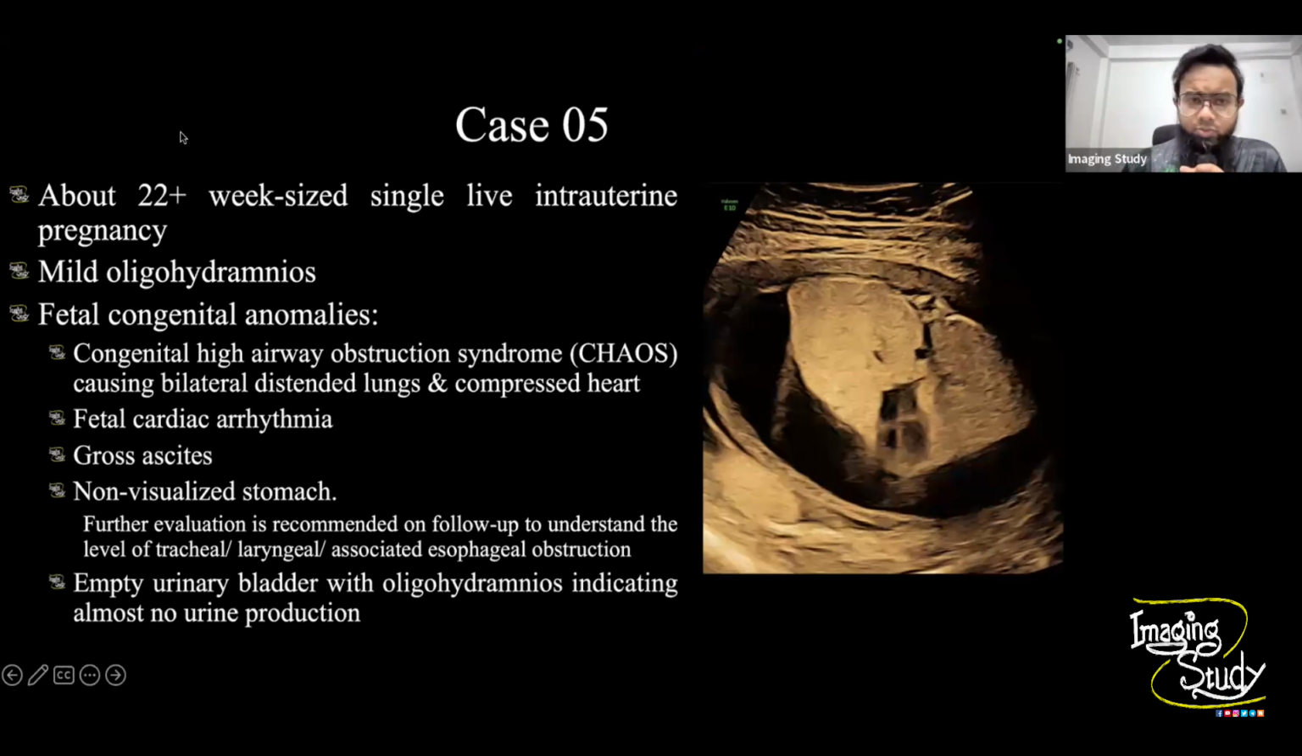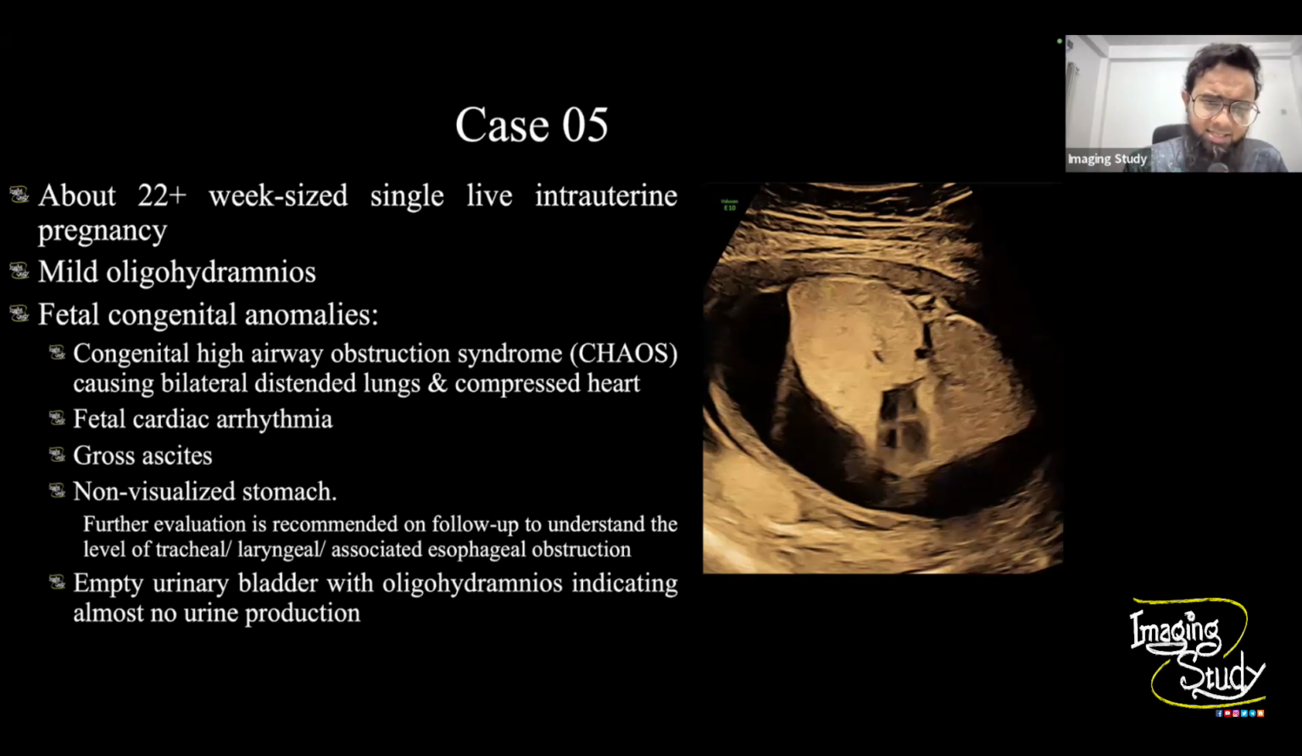So this was a 22 plus weeks single live intrauterine pregnancy with mild oligohydramnios. And the features you have seen, the large bilateral enlarged echogenic lungs, is due to the high airway obstruction. We call it the congenital high airway obstruction syndrome. It has different synonyms. That is called CHAOS, whatever you say. So it is a chaotic situation, obviously. It is causing the bilateral distended lungs and compressed heart, which is also responsible for the cardiac arrhythmia, obviously.